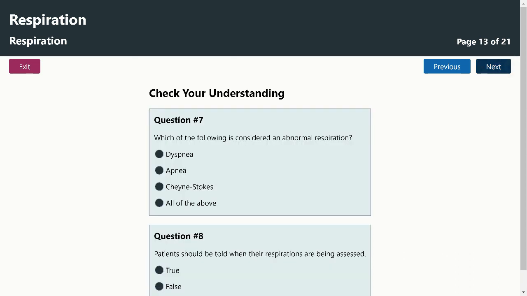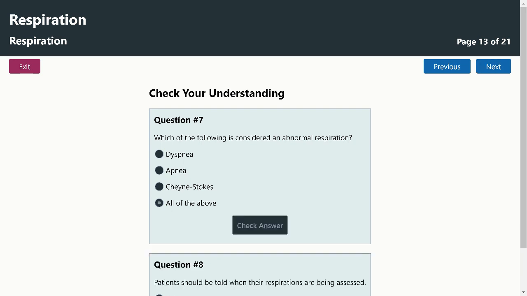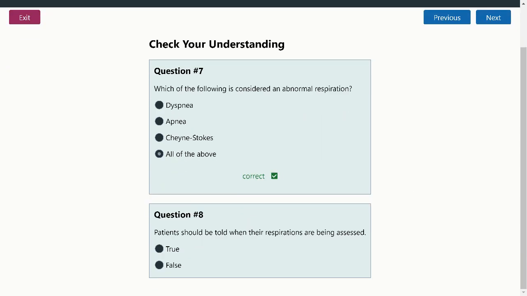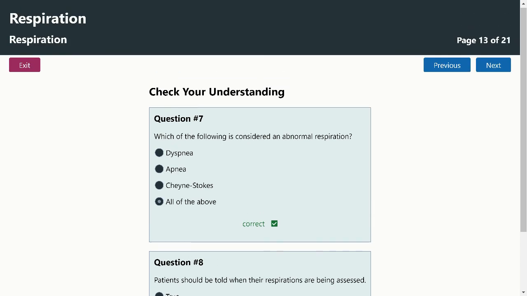Which of the following is considered an abnormal respiration? All of them. So dyspnea, apnea, and Cheyne-Stokes are all abnormal. Patients should be told when their respirations are being assessed. False. You don't want to tell them, because it gets kind of weird if somebody's just standing at your chest. So it can get a little weird.